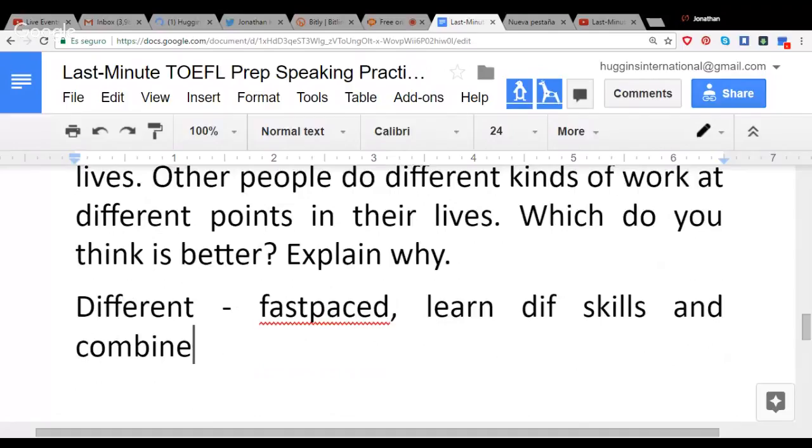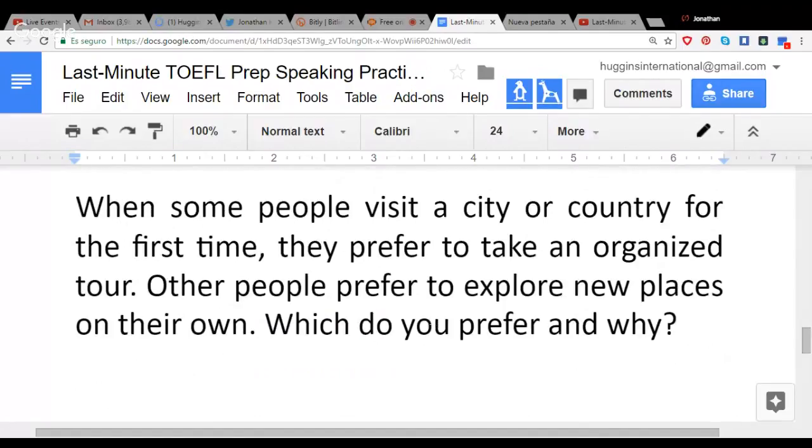Sorry, I skipped that. When some people visit a city or country for the first time, they prefer to take an organized tour. Other people prefer to explore new places on their own. Which do you prefer and why? Okay, I think I've answered this one before in the past. I'm going to switch sides. Okay, give myself 15 seconds here, and I will go through this one.